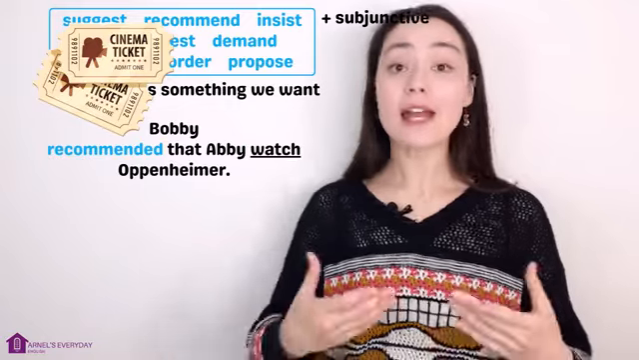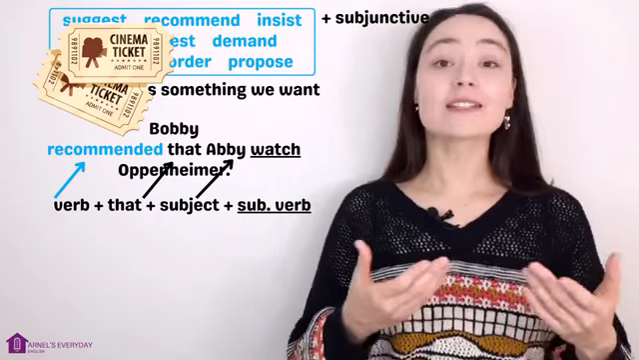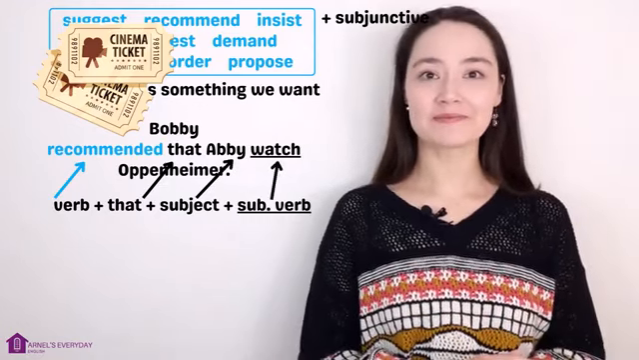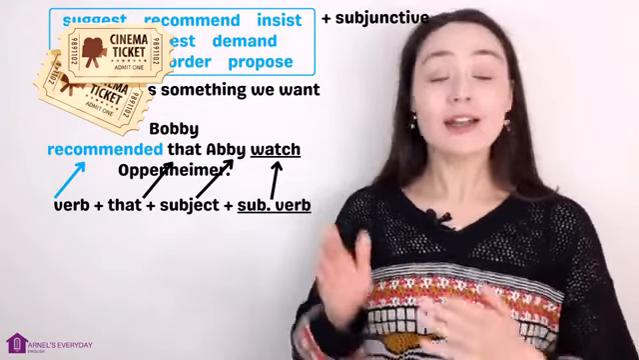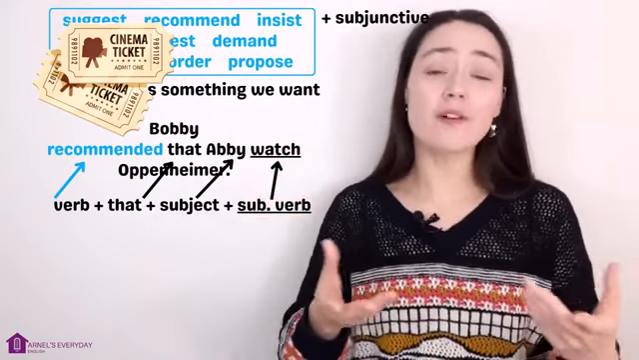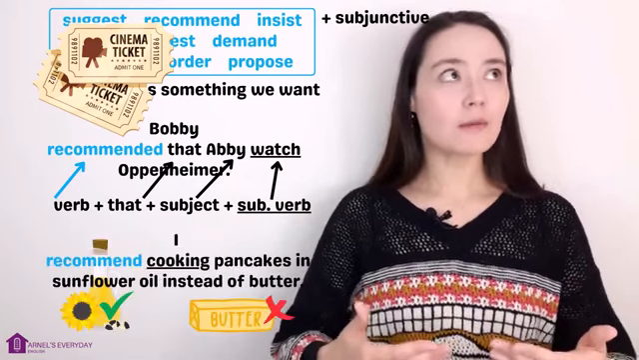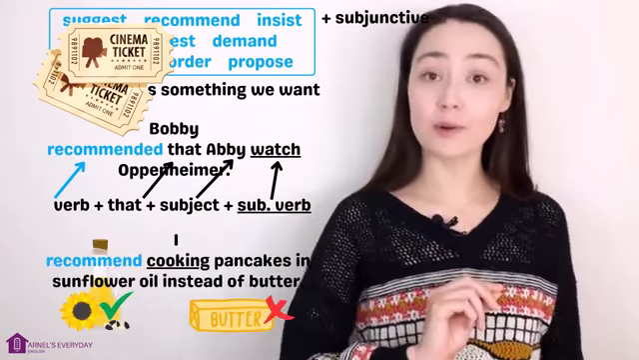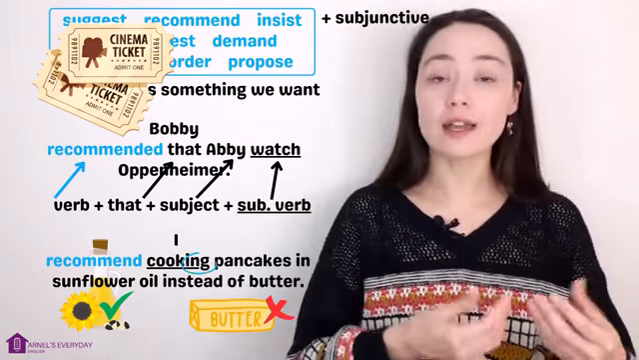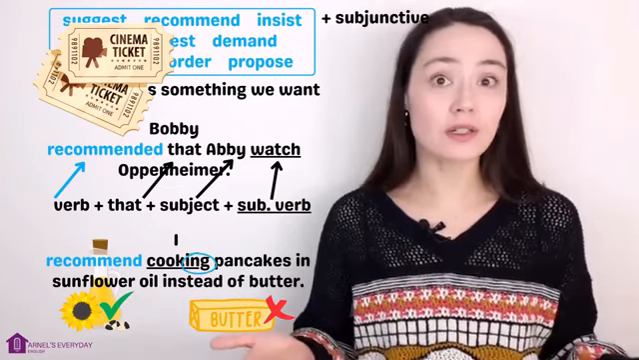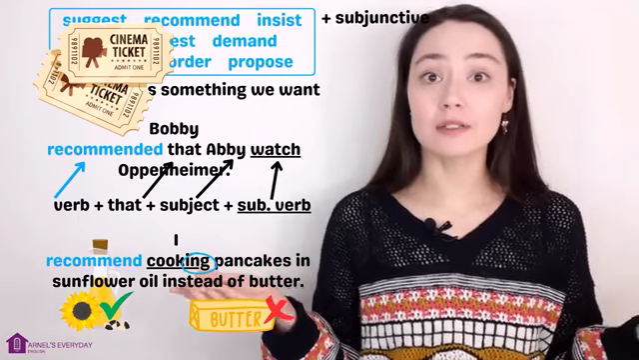Bobby recommended that Abby watch Oppenheimer. Verb, that, subject, subjunctive, verb. I've given you 2 examples so far, but I just want to remind you that these verbs here can of course be followed by other structures. For example, I recommend cooking pancakes in sunflower oil instead of butter. Here I have recommend plus gerund, that ing form. That also works.